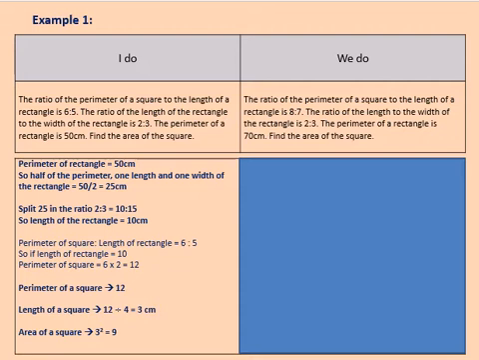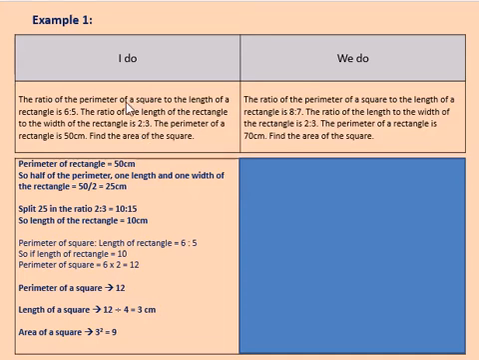So the first one says, the ratio of the perimeter of a square to the length of a rectangle is 6 to 5. It says the ratio of the length of the rectangle to the width of the rectangle is 2 to 3. So we need to remember that, okay?